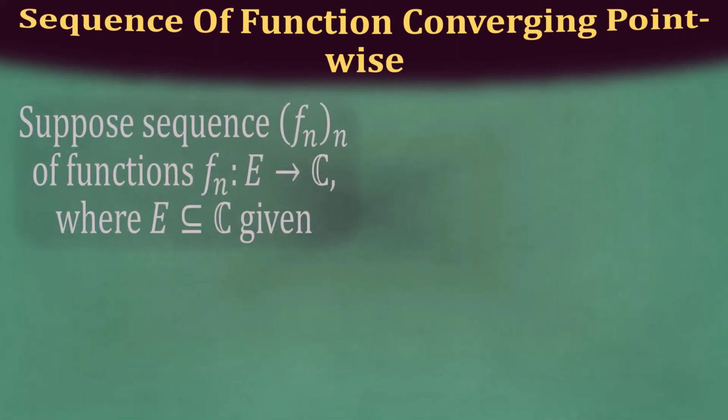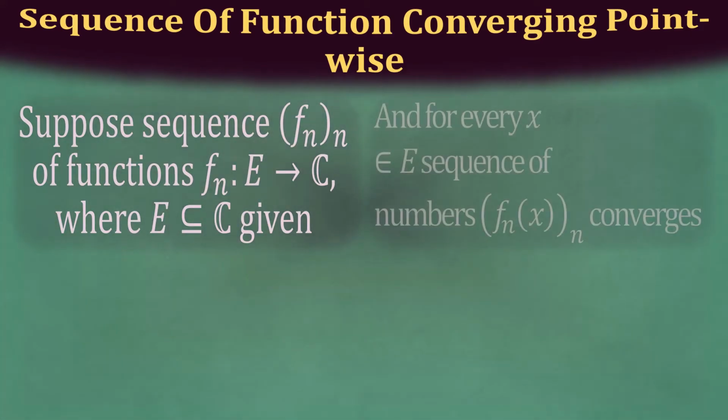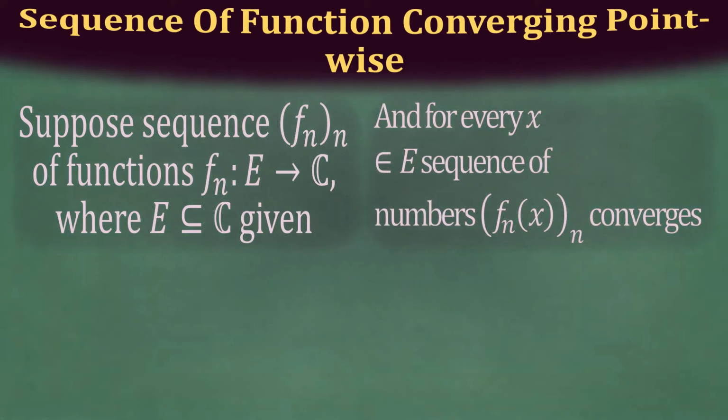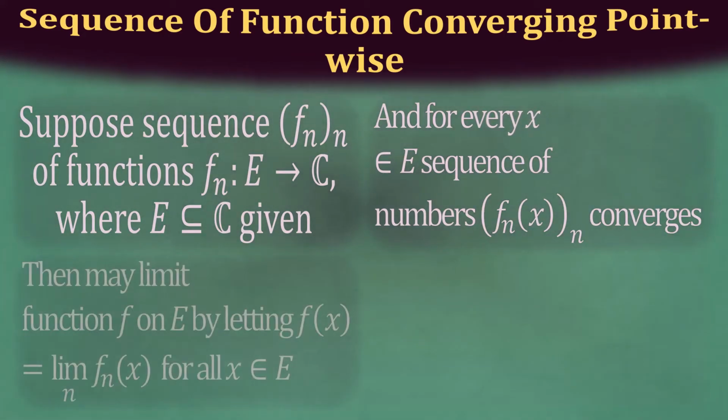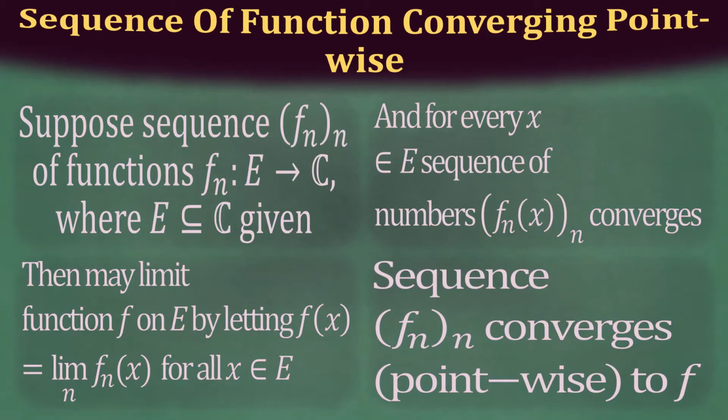Suppose that we have a sequence f_n of functions f_n from E to the complex numbers, where E is a given subset of the complex numbers, and that for every x in E, the sequence of numbers f_n(x) converges. Then, we may define the limit function f on E by letting f(x) equal the limit as n approaches infinity of f_n(x) for all x in E. We say that the sequence f_n converges pointwise to f.